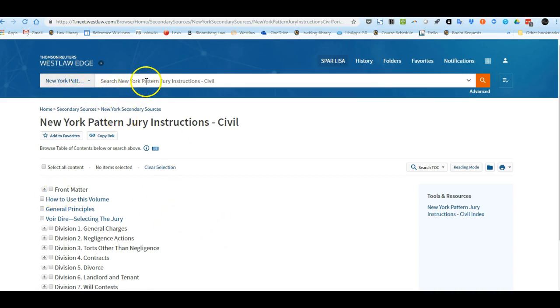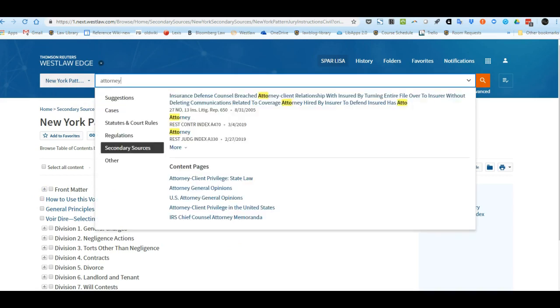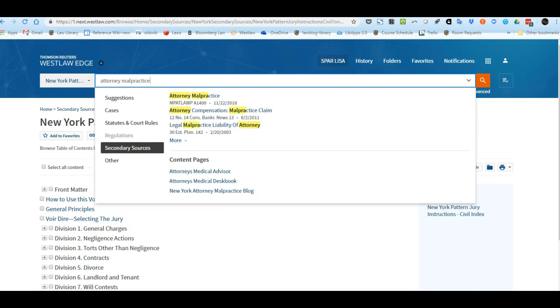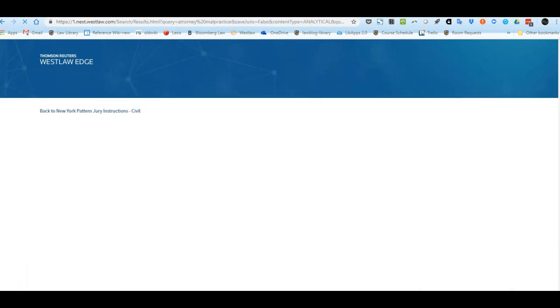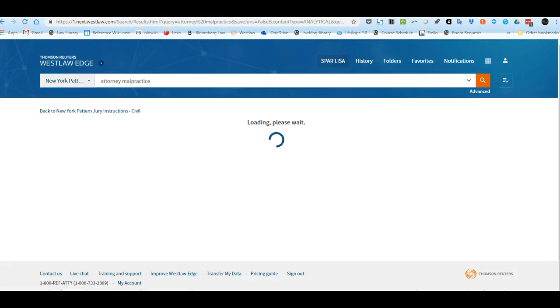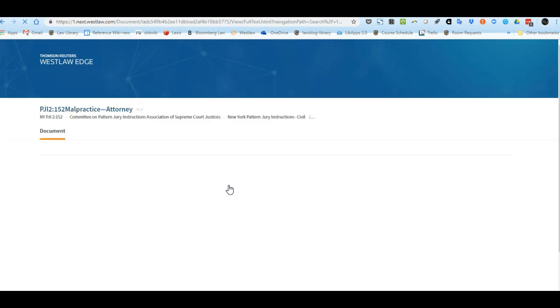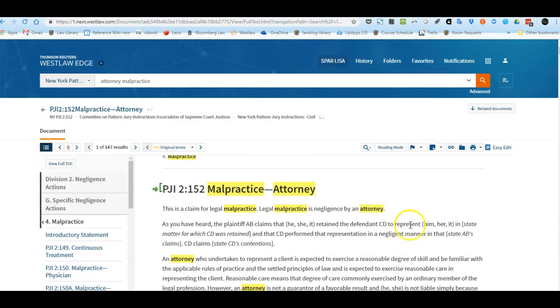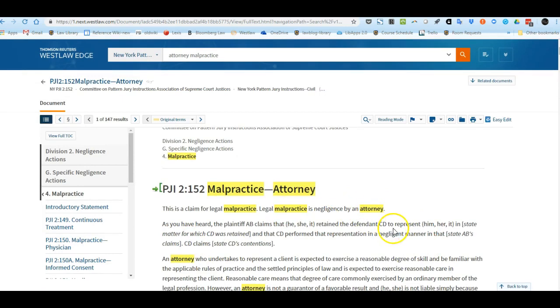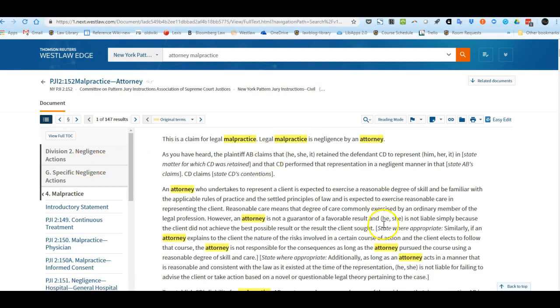So here we are in New York Pattern Jury Instructions. Now, if I wanted a quick and dirty answer on our question from last week, attorney malpractice, within PJI, I'm searching. And so here we see the title, Malpractice, Attorney. Let's dive in so you can see what PJI looks like. So here are the sample jury instructions. So here's what I might want to submit to the judge as what I would like the jury instructions to be. And here's the text.